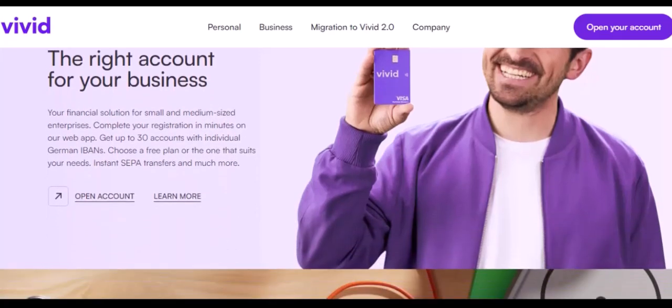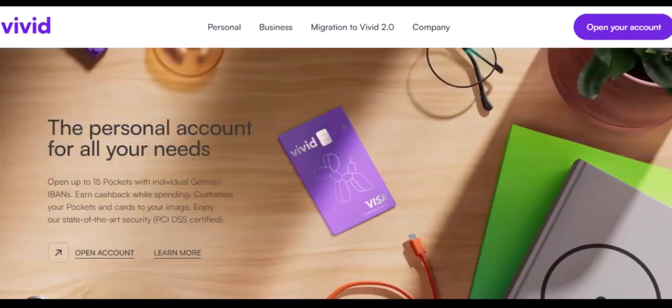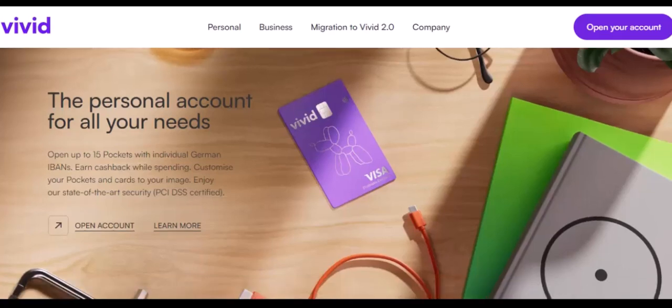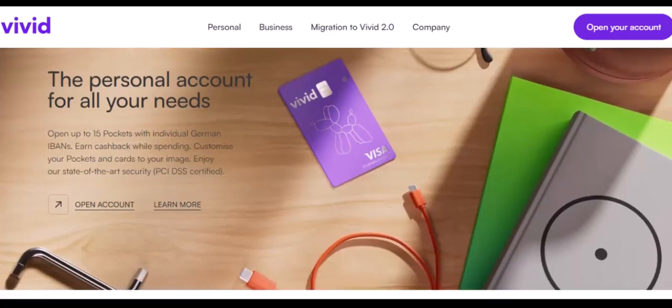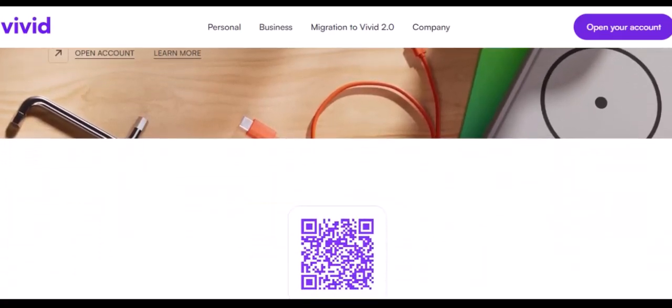Data transfer. If you have any important financial data stored within your Vivid Money account, consider transferring it to another account or platform before deleting it. Customer support. If you encounter any difficulties during the deletion process, don't hesitate to reach out to Vivid Money's customer support. They can assist you and provide any necessary guidance.